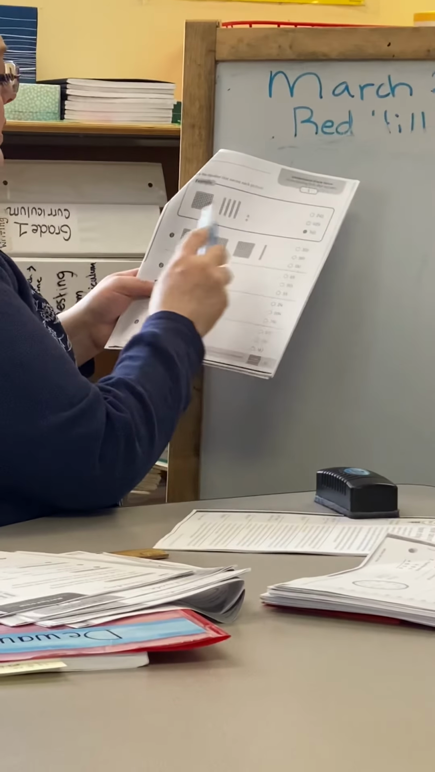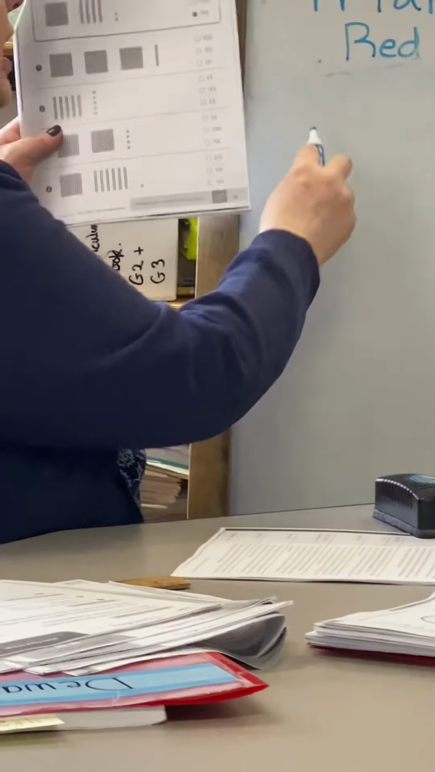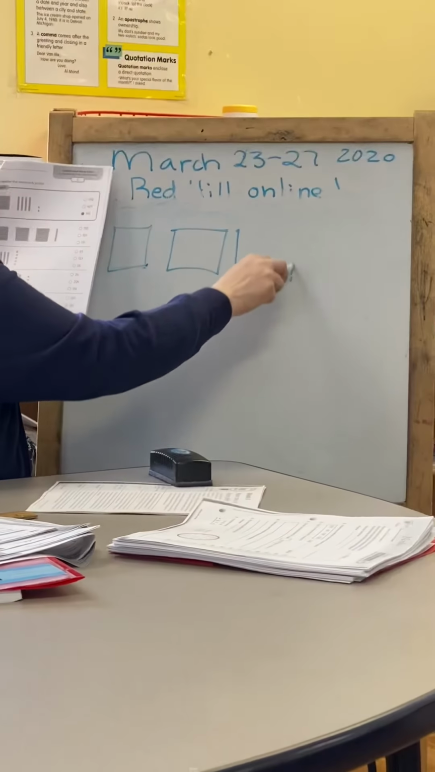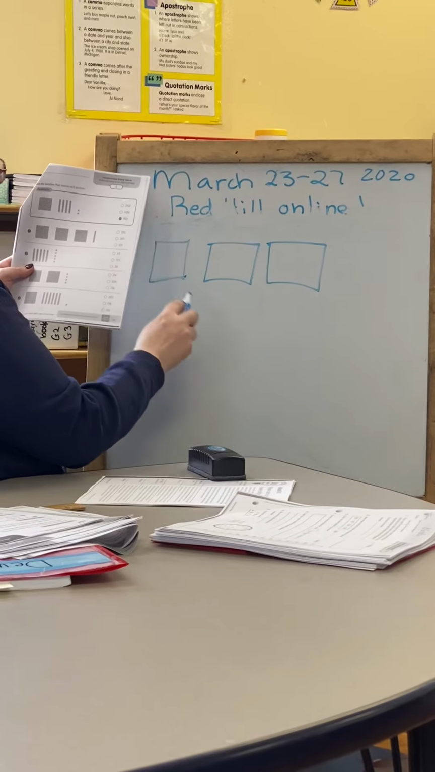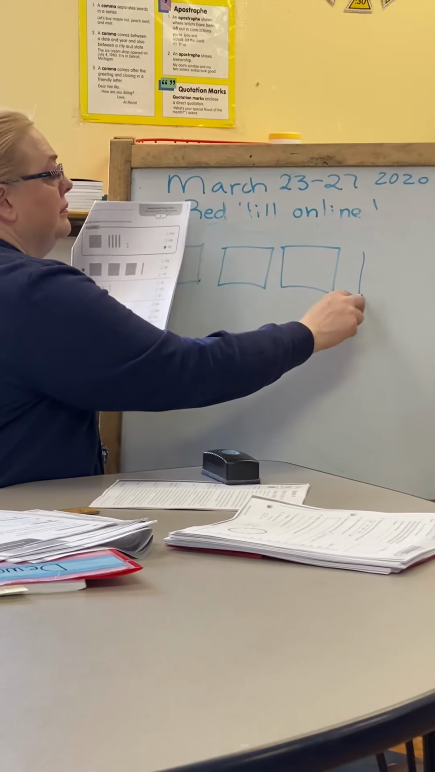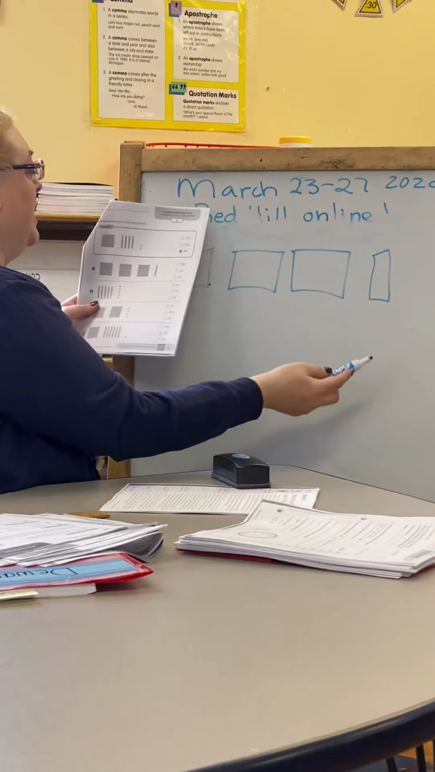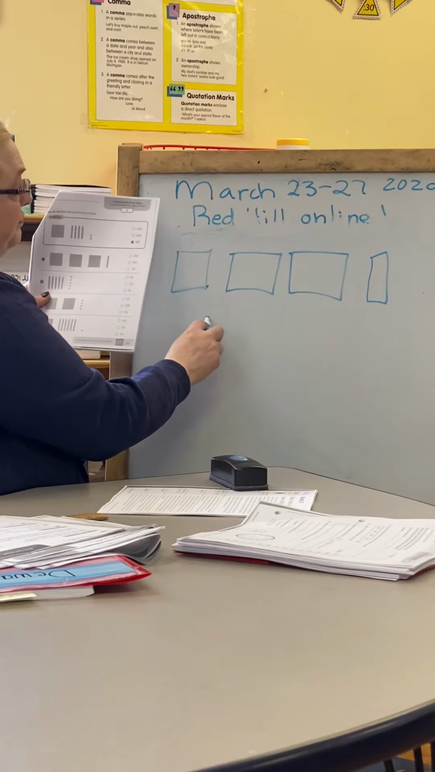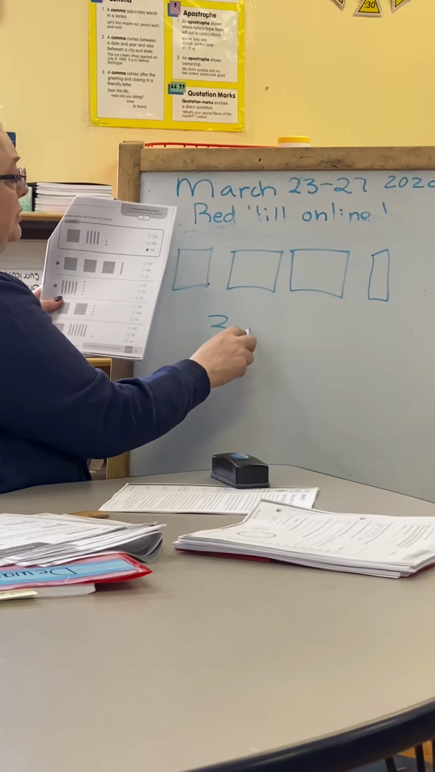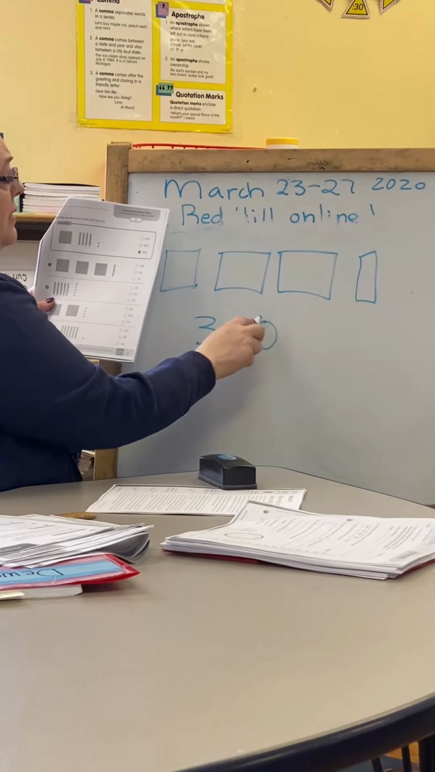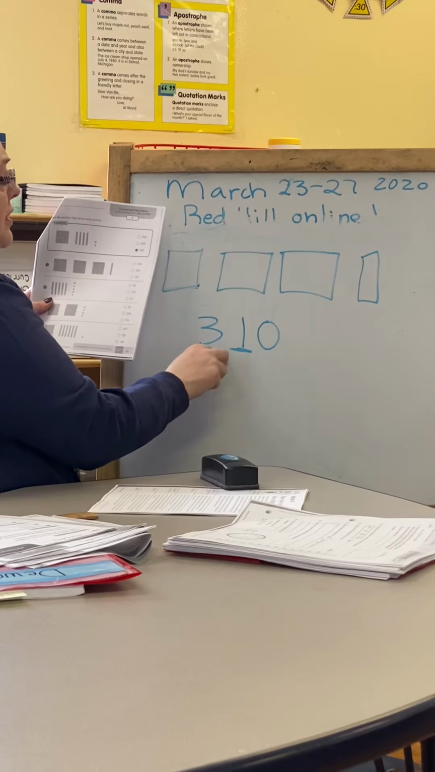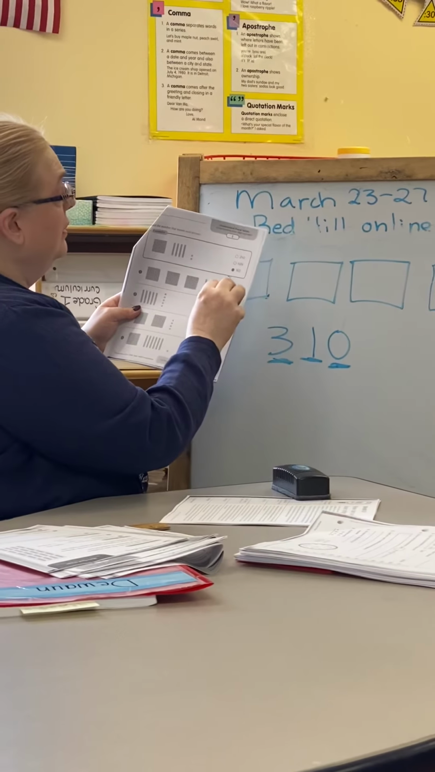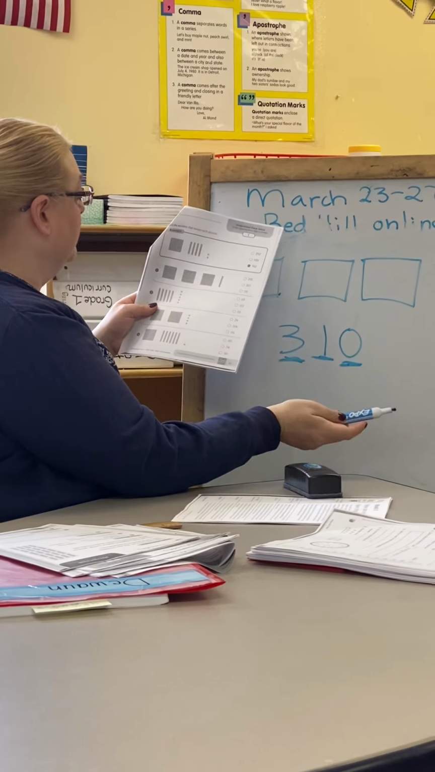In number 1, we know that each square is worth 100. So it sees that we have 300 squares, and we have 1 10 bar. We know the 10 bar is worth 10, and we don't have any ones. So our answer is 310. We have 1 in the tens place, 3 in the hundreds place, and 0 in the ones. So we would check number 1.